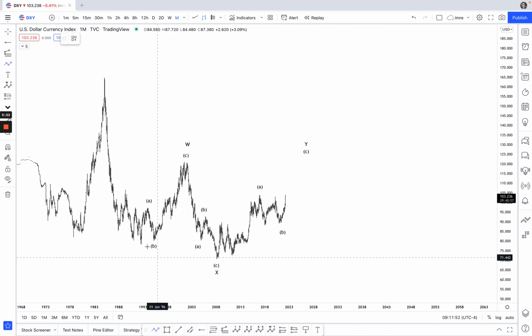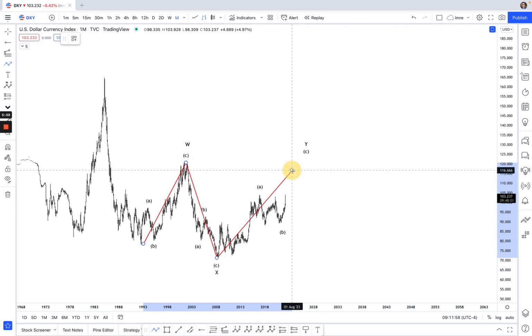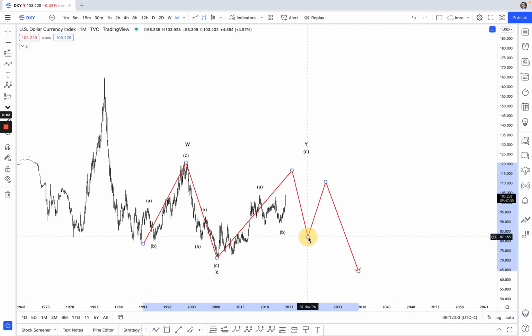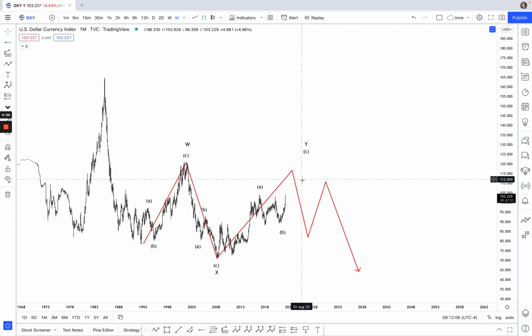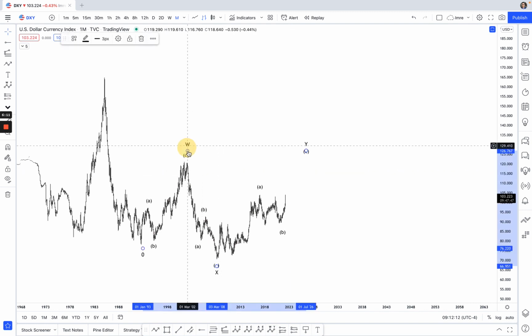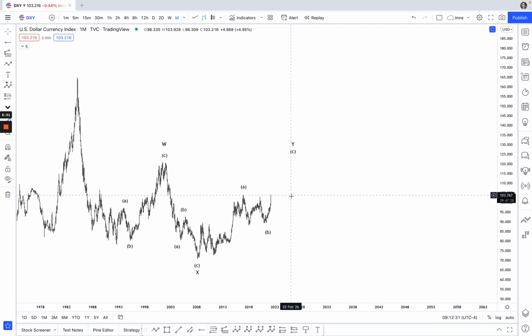The only other alternative would be if we had a triangle, a running triangle, A, B, C, D, and then E, and then something like this. Realistically, wave D would be a lot sharper. Either way, whether you're going with my favorite interpretation that we're working a complex double three right now, or we're working with a larger multi-decade triangle, there's one thing I'm pretty confident of, which is we are going to see a higher and stronger dollar. That being said, there is one wrinkle here.